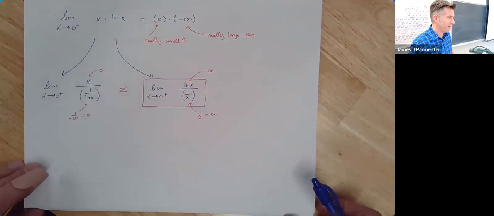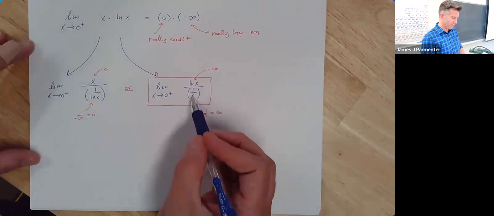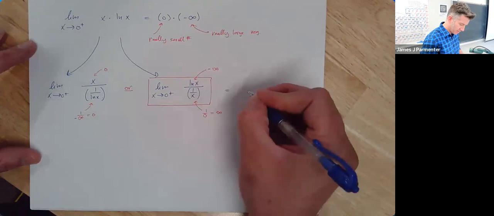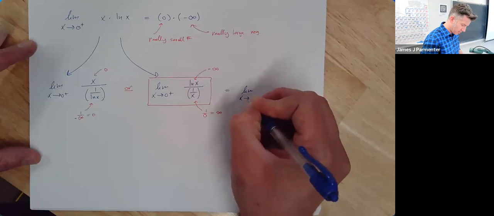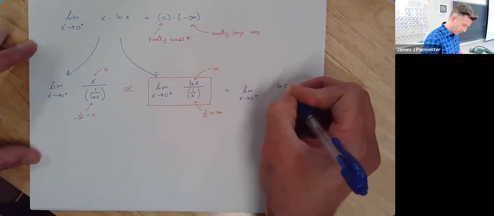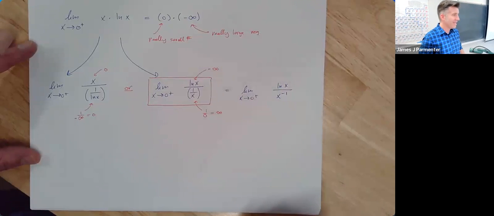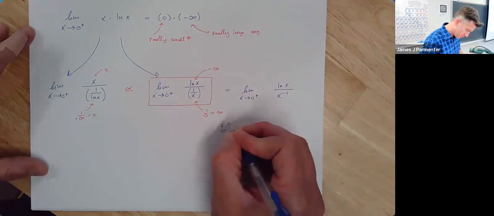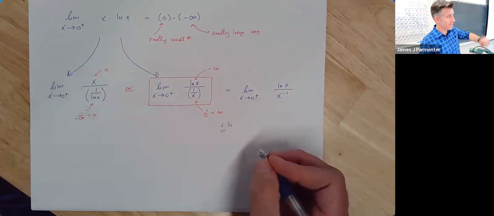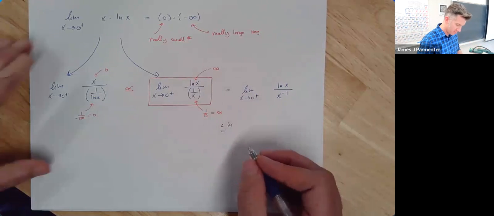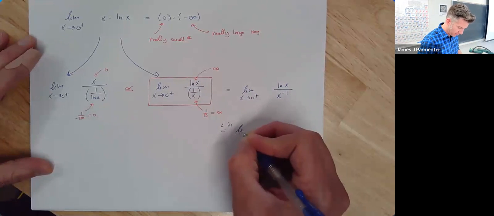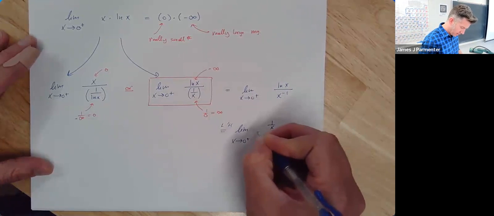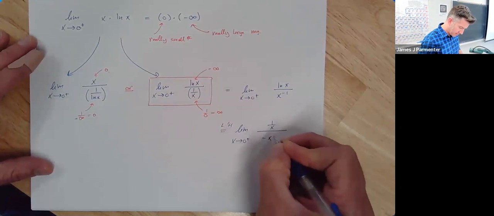And then we should make our lives easier. We shouldn't just leave this as 1 over x. We should write it as x to the negative 1. So I'm going to rewrite this as the limit as x goes to 0 from the right of the natural log of x over x to the negative 1. And now we will use L'Hopital's, and I can, because it's a negative infinity over an infinity. And using L'Hopital's rule, I still have the limit as x goes to 0 from the right, 1 over x on top, over negative x to the negative 2 on the bottom.